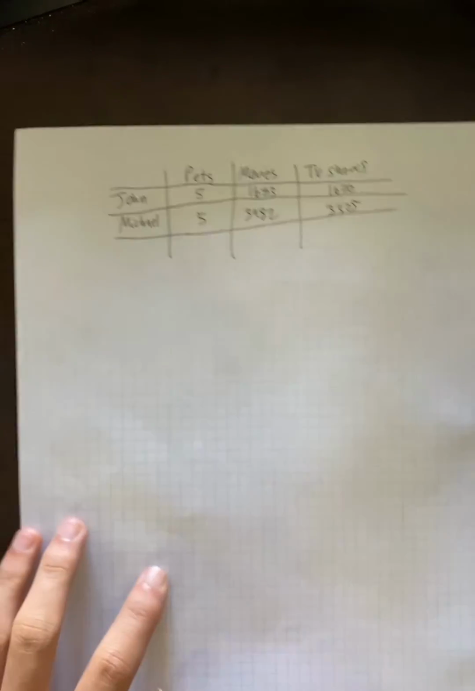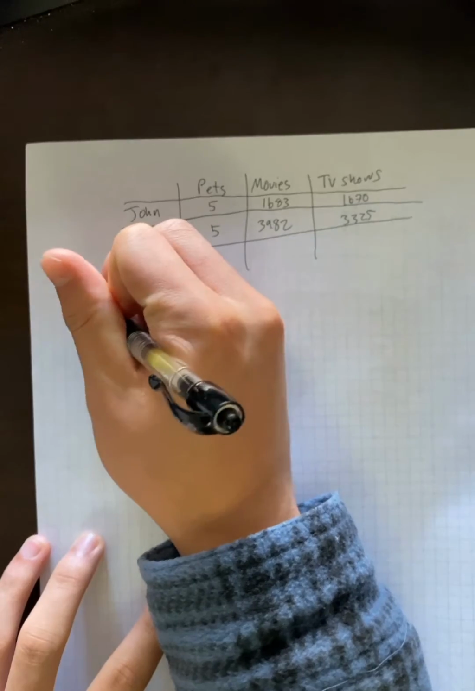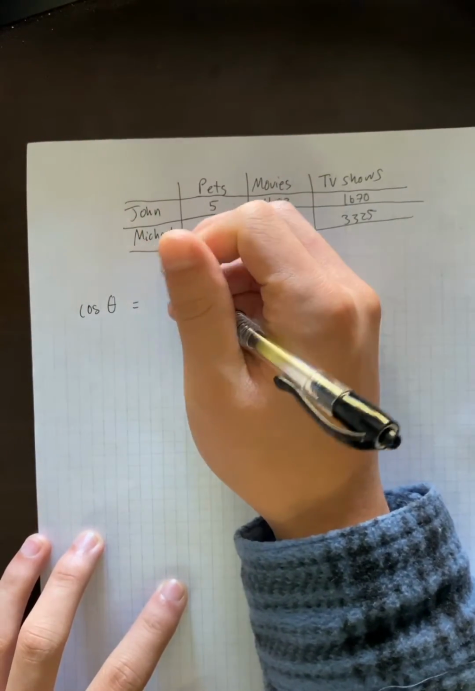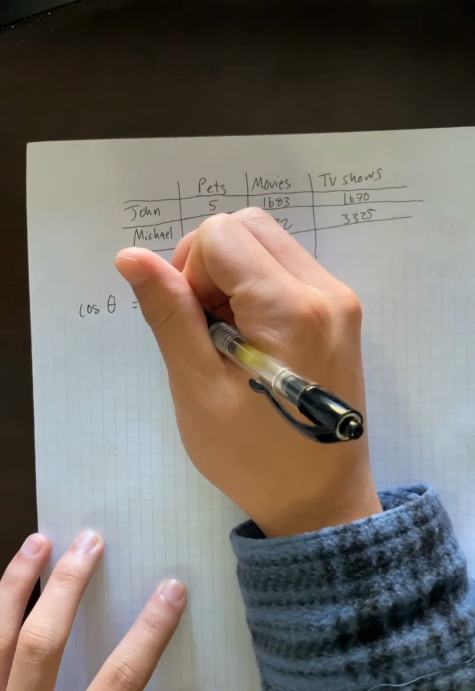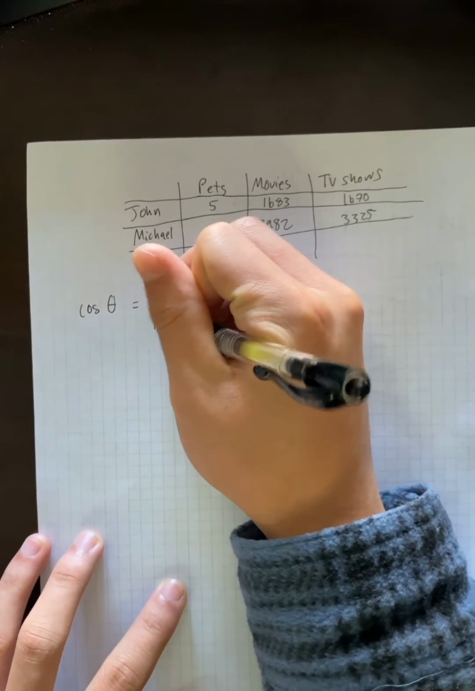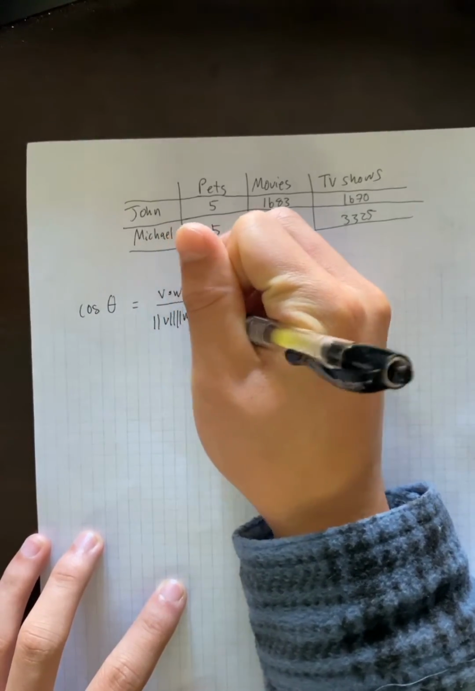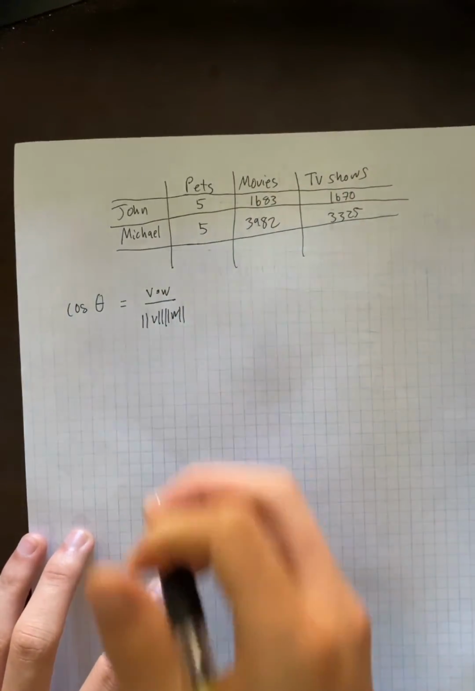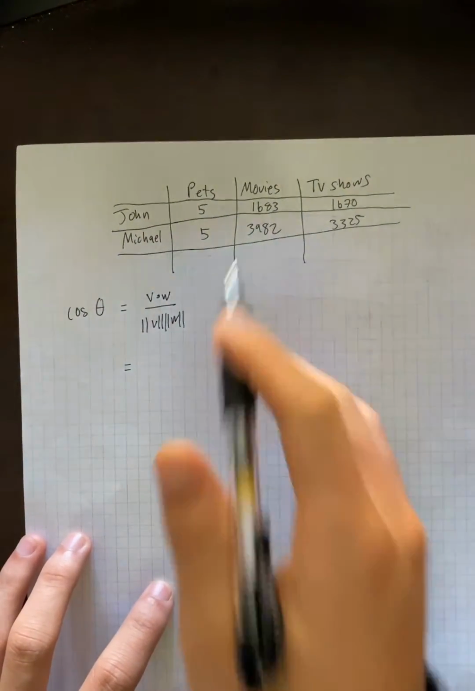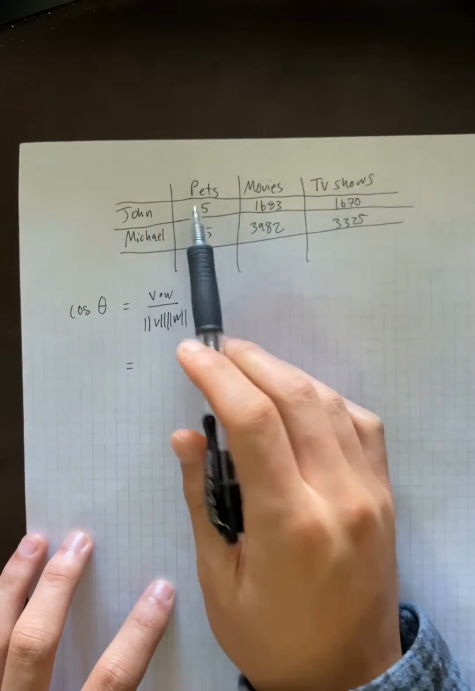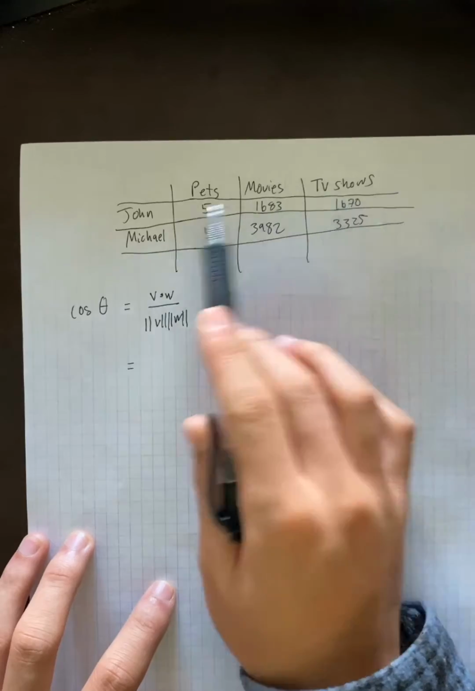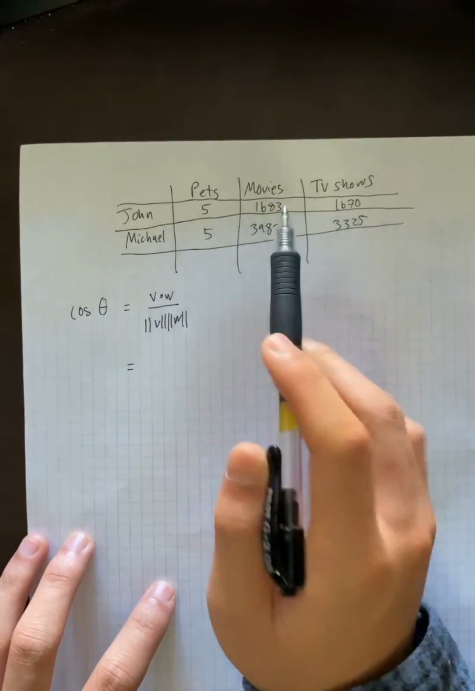Cosine similarity is defined as the cosine of theta. In this case, since we have two vectors, it would be v dot w divided by the magnitude of v times the magnitude of w. And basically solving this out, we can plug in our data of this table. Since we have essentially two vectors, v defined by John's data set as the top row and Michael as w.